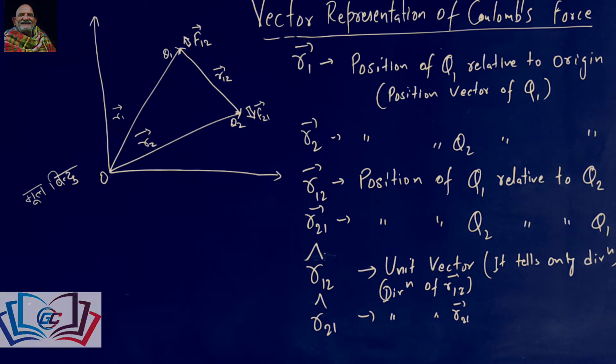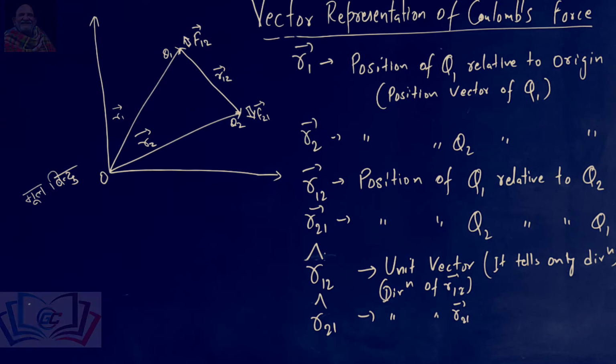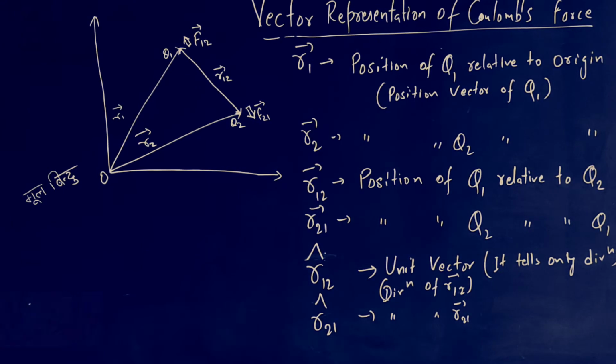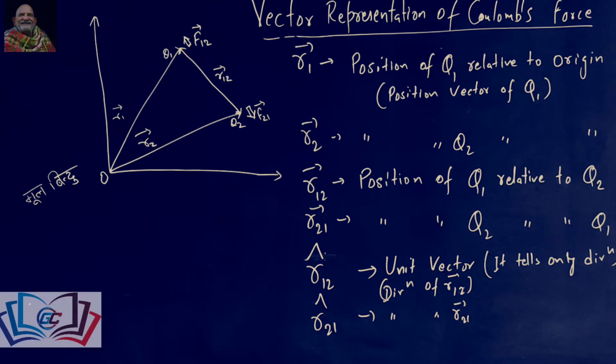Now see the unit vector. What is a unit vector? A unit vector only represents the direction. So r12 cap will be the unit vector, and that will be the direction of the r12 vector. Similarly r21 cap will be the direction of the r21 vector.